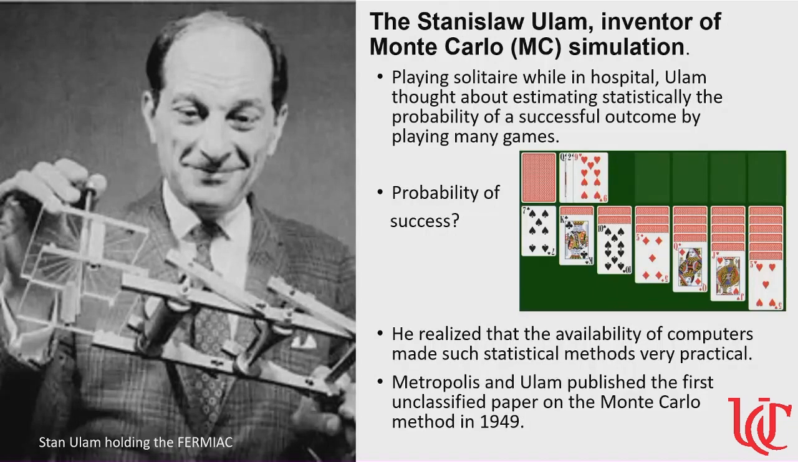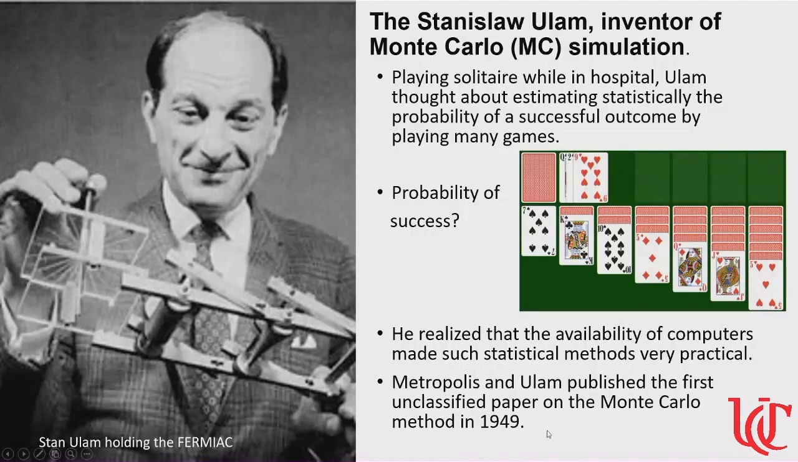I can count how many times I win in a lot of games, and that's going to give me the answer. Law of large numbers, I'm going to converge on the answer. And you realize, oh, with a computer, they had ENIAC at Los Alamos, we can actually do this. So you rush back to Los Alamos, and the rest is history. They published the first unclassified paper, and they called it the Monte Carlo method because his uncle was a gambler and was always saying you have to go to Monte Carlo. So that's where the name came from.